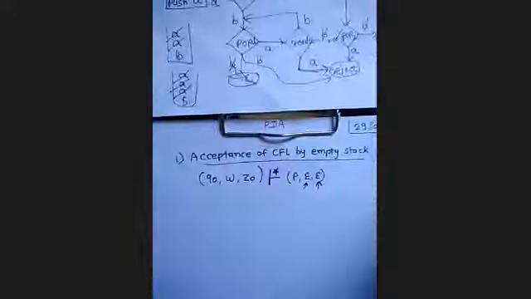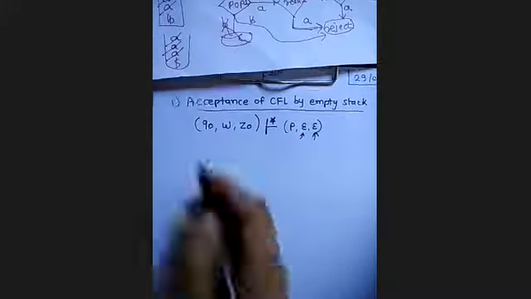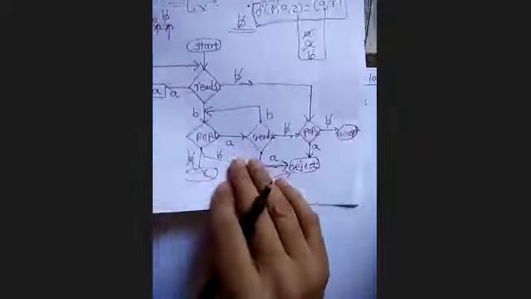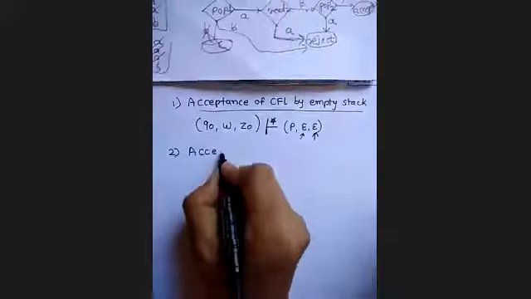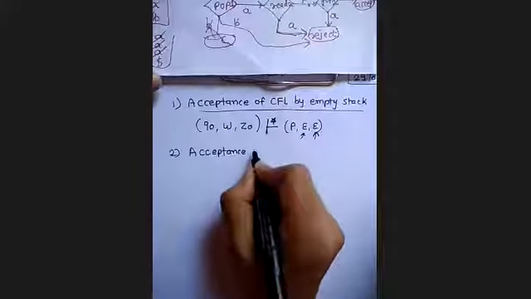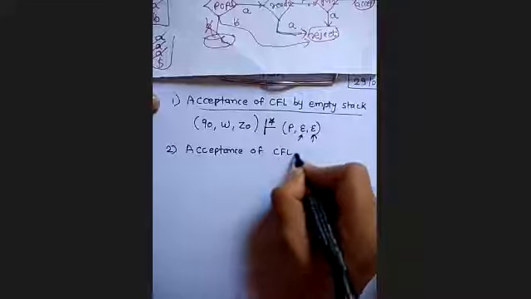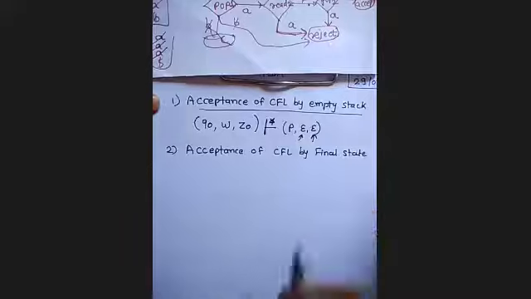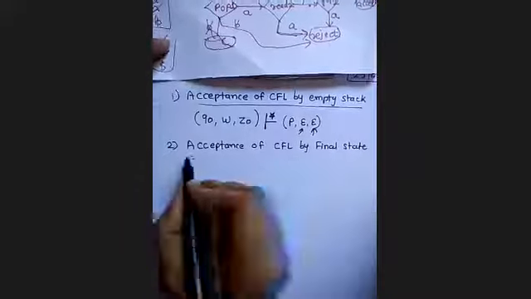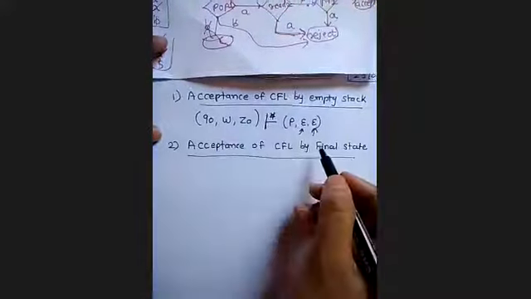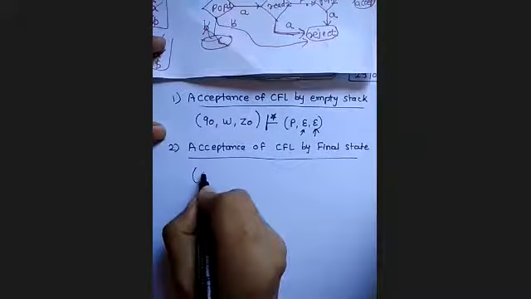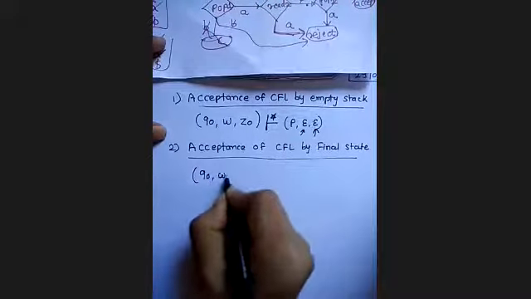The second way here is acceptance of CFL by final state. Here, in this case, it is not a final state; we have not shown them as a final state. So the second type is acceptance of CFL by final state. In this case we are not going to check whether the stack is empty or not. Once we reach the final state, we'll accept that string.